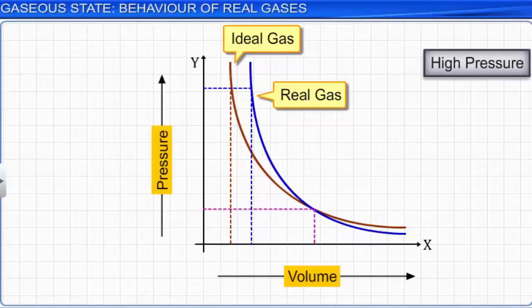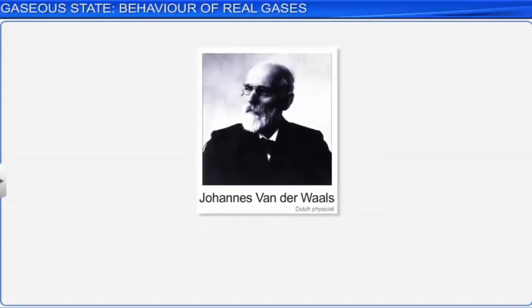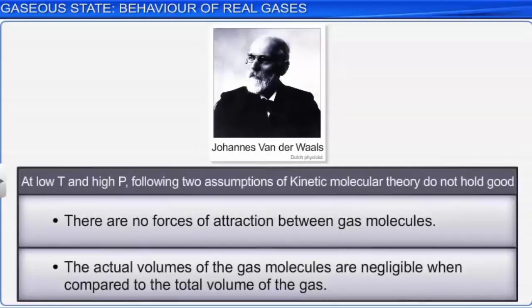Dutch physicist Johannes van der Waals gave an explanation for these deviations and modified the ideal gas equation in order to make it applicable to real gases. He observed that at low temperature and high pressure, the following two assumptions of the kinetic molecular theory do not hold good for the real gases.